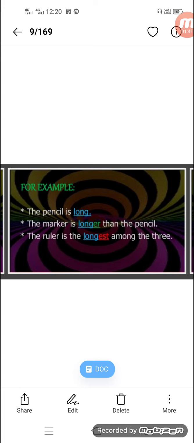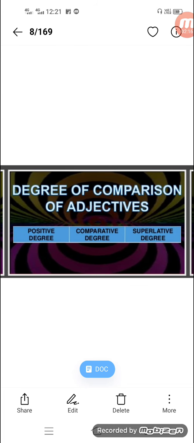Here we can see the quality of a thing. Here, the ruler is being compared with more than two. In all these three sentences, we can see the degrees of comparison of adjectives. Now let us see the types of degrees of comparison.